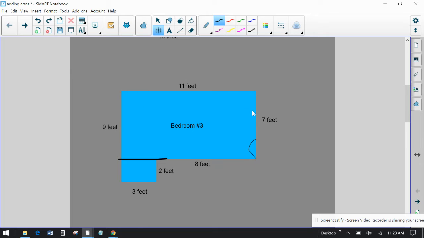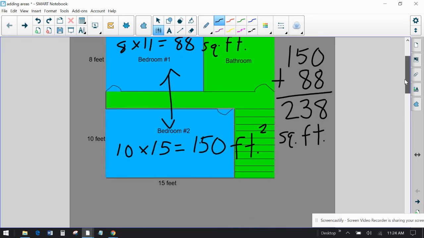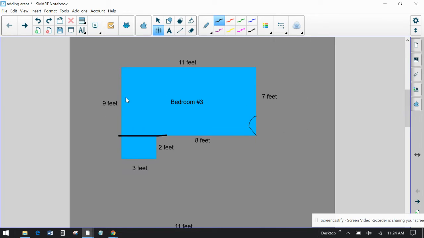Now we have one big rectangle and one little rectangle for the closet. And then you would find the area of both of those rectangles and add them up, finding the sum, just like similar to what we did up here. So let's do it. 7 times 11 is 77 square feet. That's the area of the main part of the bedroom. And then the closet is 3 times 2 is 6. I don't have room for units, but you get the picture.